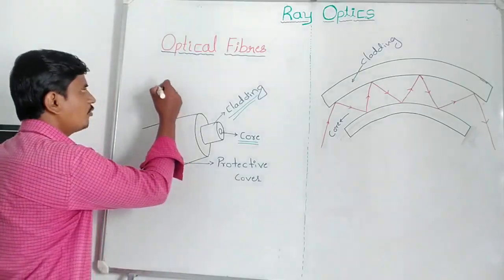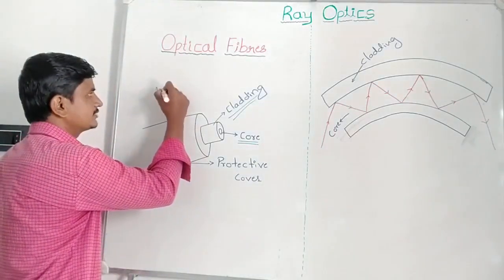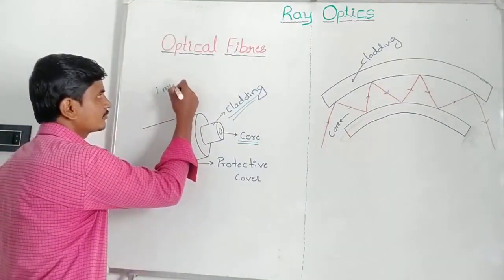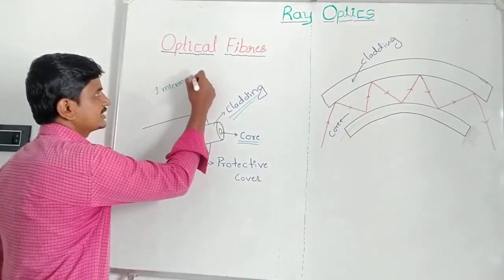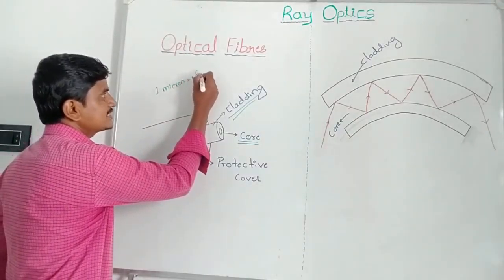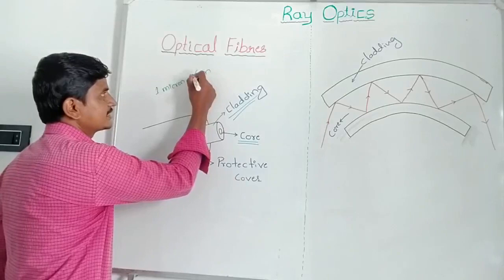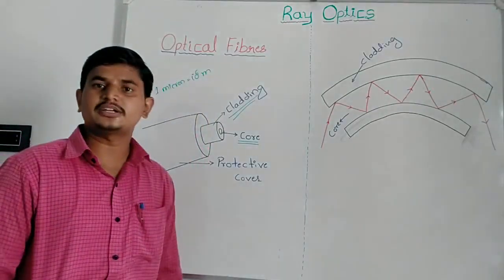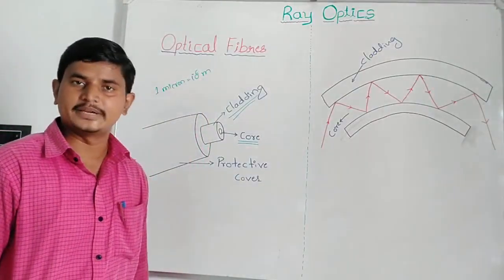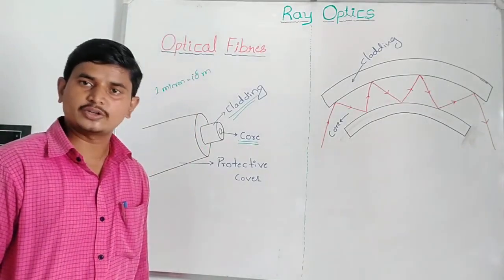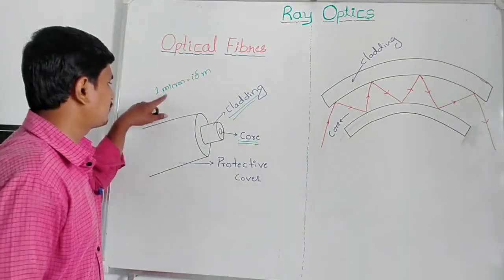First we should know that 1 micron is 10 to the power minus 6 meters, or 1 micrometer. This is what we call 1 micron.